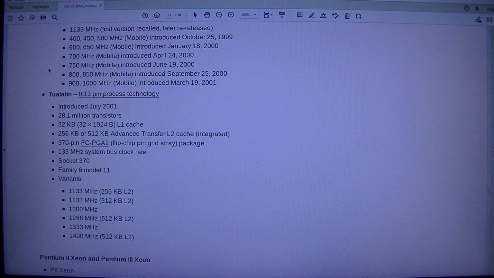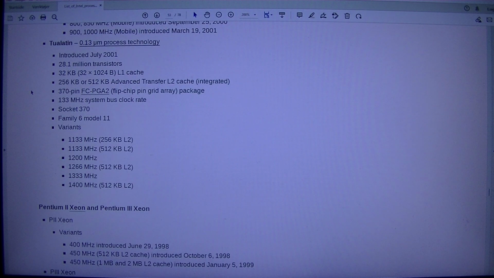850 MHz, mobile, introduced the 25th of September, 2000. 900, 1000 MHz, mobile, introduced the 19th of March, 2001. Tualatin, 0.13 micrometer process technology, introduced July 2001.